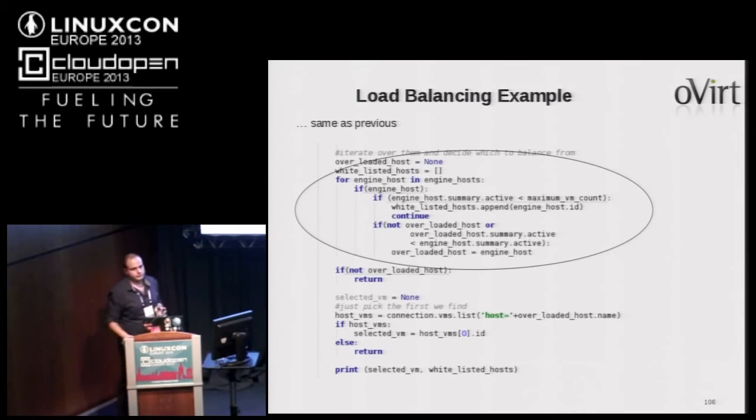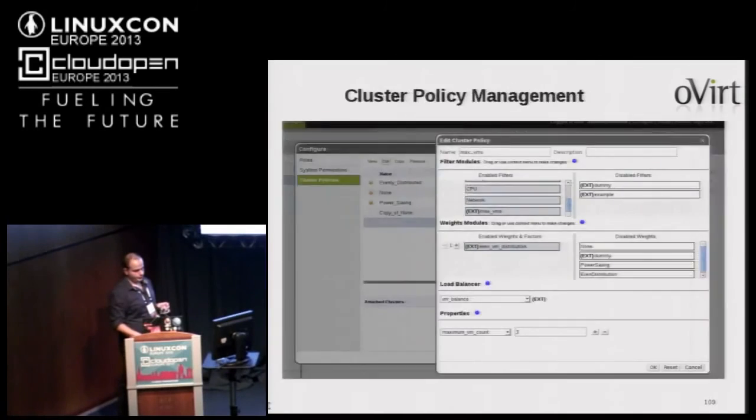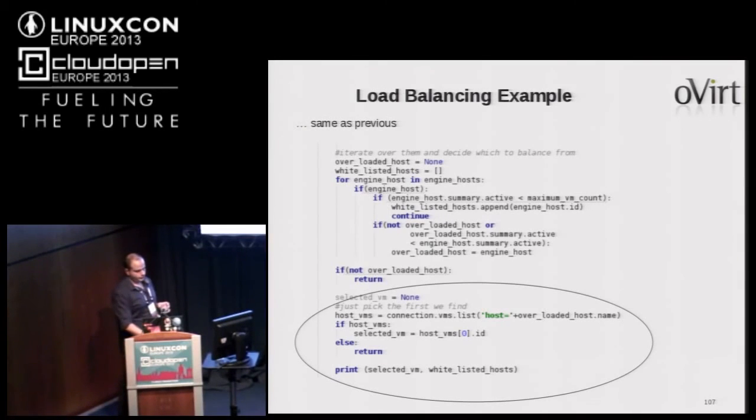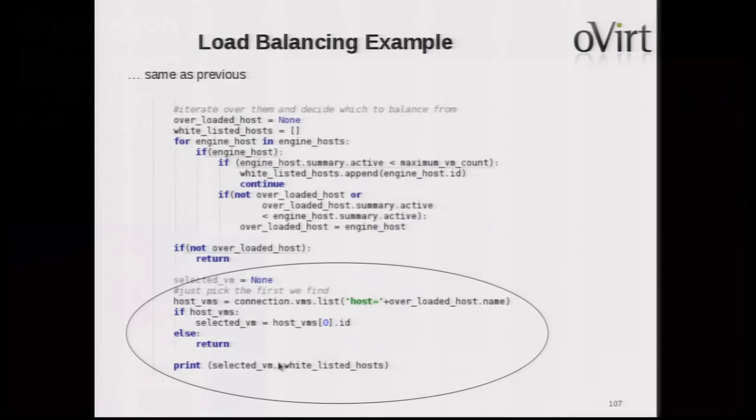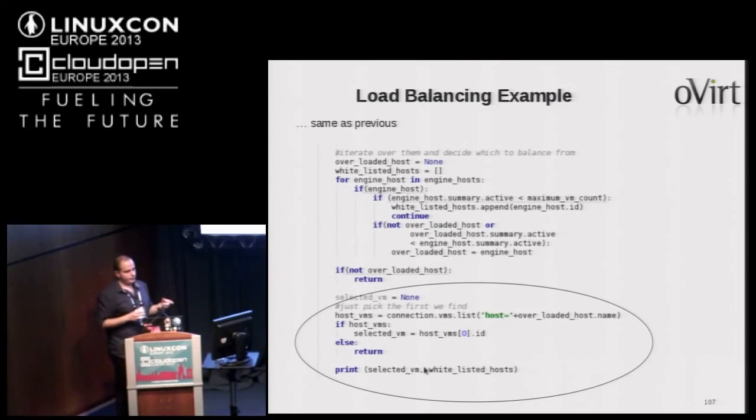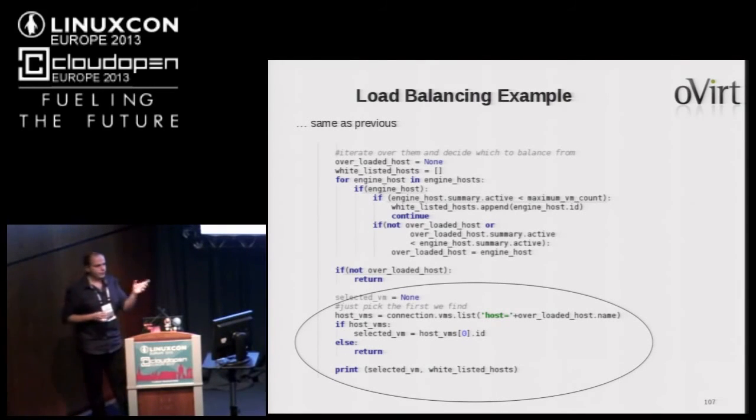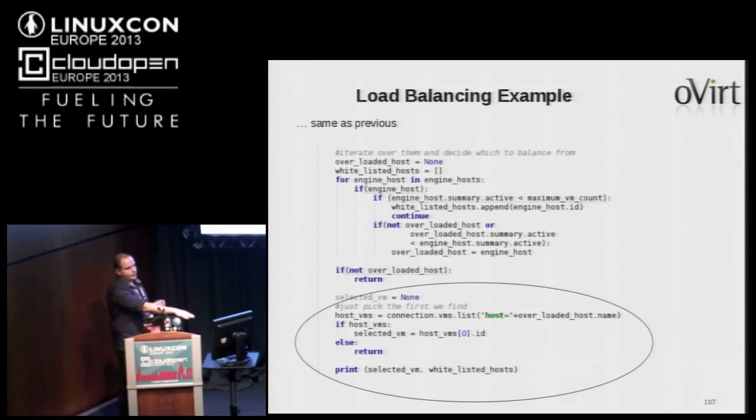When the host is selected, you have a whitelist, a list of hosts. Later on it will choose one of the hosts. This code runs after, basically, after that it will run filters and it will run weights. So it's just the initial phase. The input here will be passed to the filters and then to the weight, and then a host will be selected.